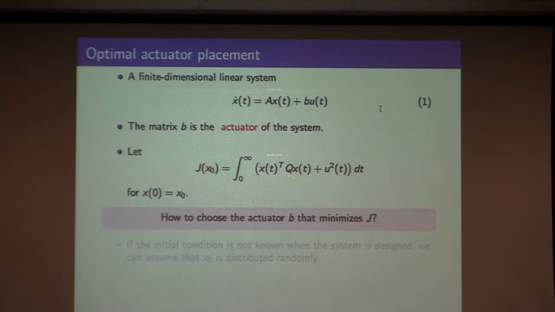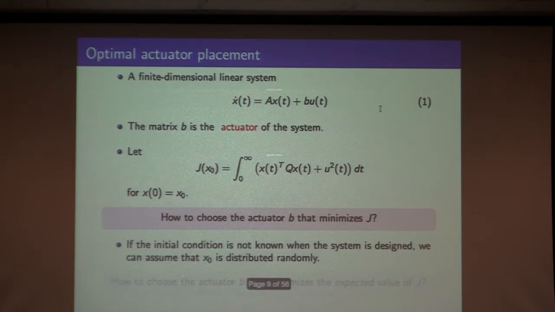So here J will depend on B in some complicated way. How do we find the optimal B to minimize J? Okay. Now, of course, you can say I'm not going to design an actuator B for a given initial condition. So you might want to try to find a B that will optimize J for x0 distributed randomly. So we're also going to do that. So that's the next question, how to choose the actuator B that will minimize the expected value of J, expected over the possible initial conditions.